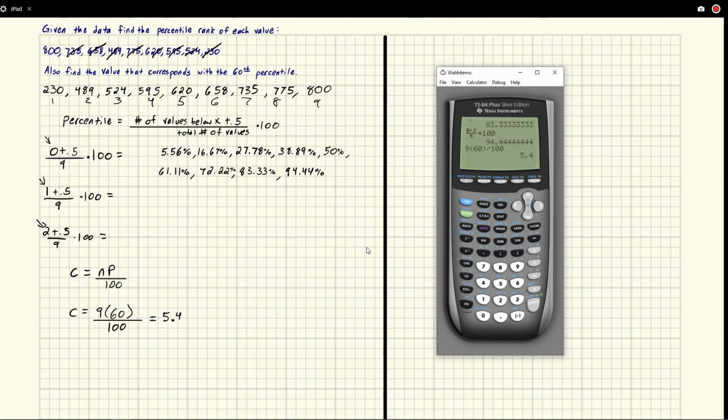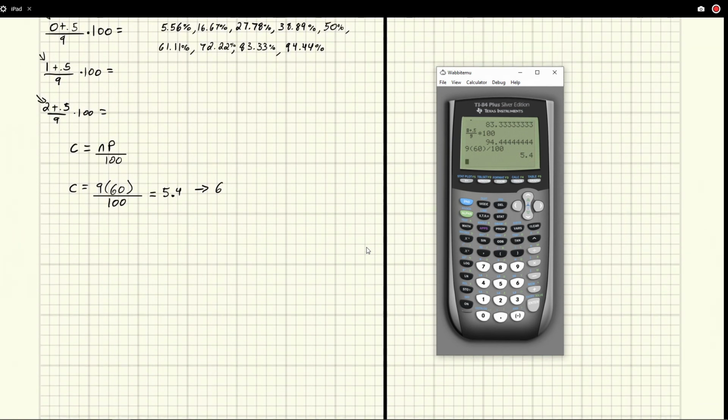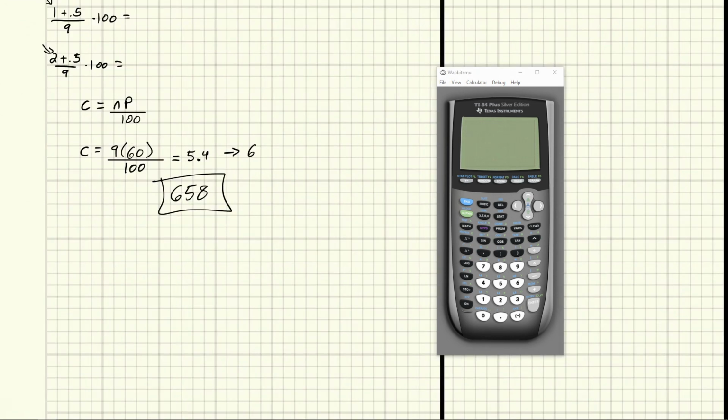Now consider this. If we go for 5, we're going to be below the 60th percentile, so we don't like that. We want the next number that's within it, so we're going to go up a number. We're going to round up to 6 so that we guarantee we've got at least the 60th percentile. So we're going with c equal to 6. That value is this one right here, so we would have the value 658. That's how you find a specific data point that corresponds with a percentile.